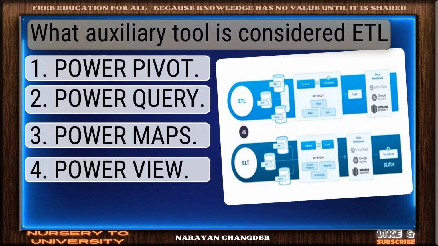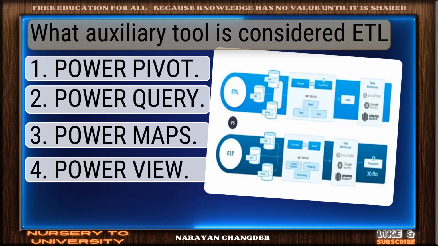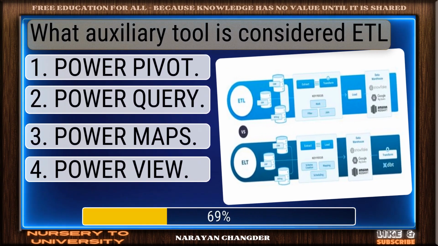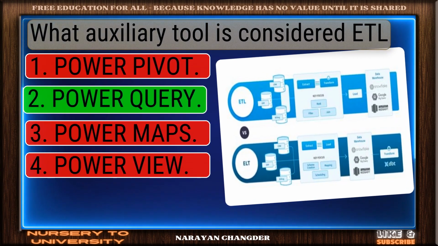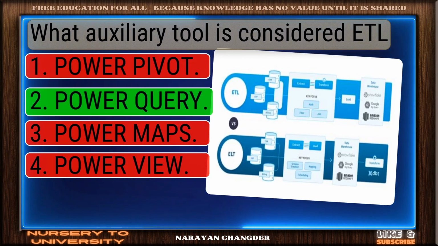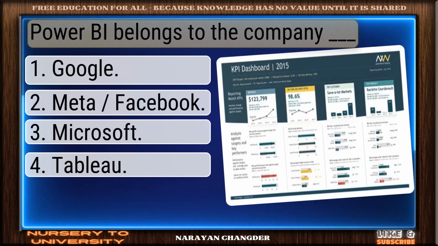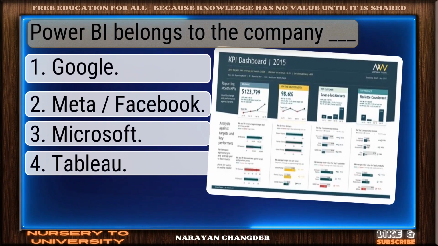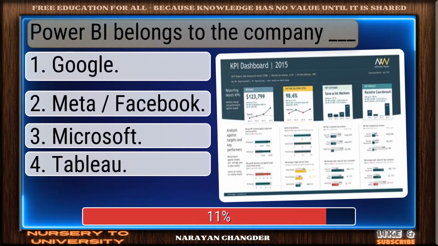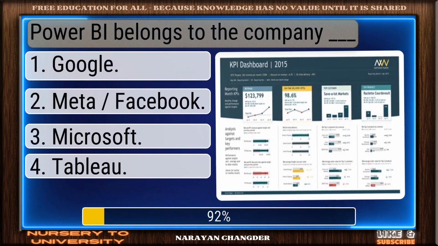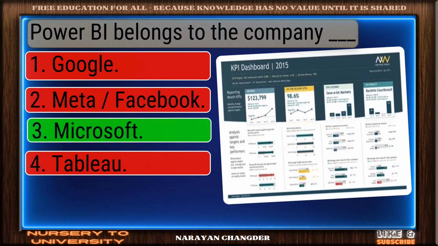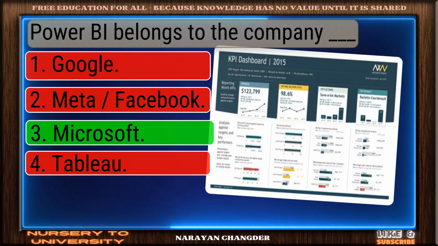Question number 56. What auxiliary tool is considered ideal? Smart pick. Power Query is the correct choice. Question number 57. Power BI belongs to the company Dash. Exactly. Microsoft makes sense and it is the right choice.